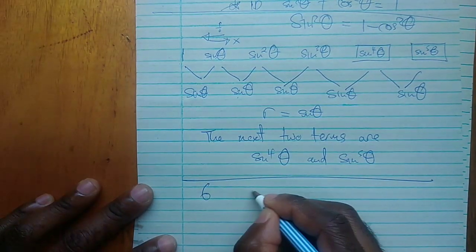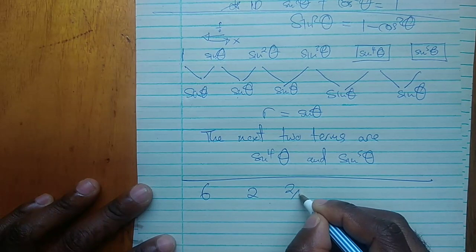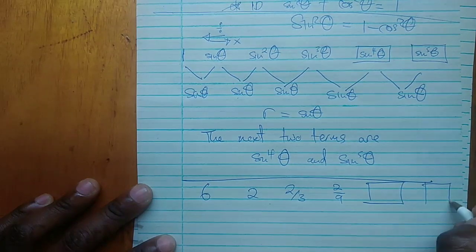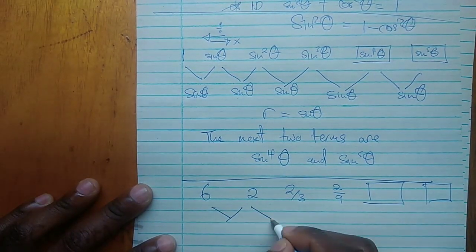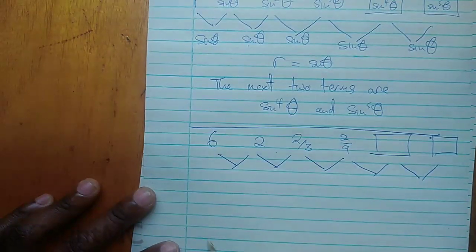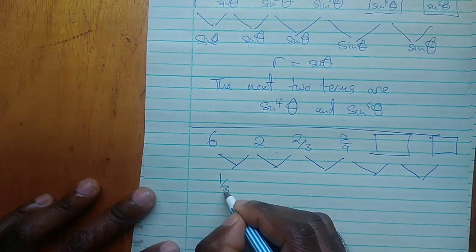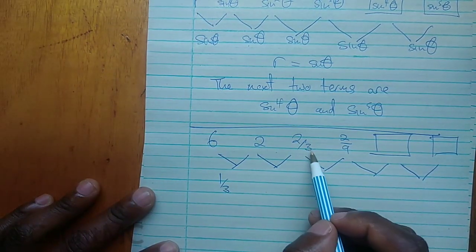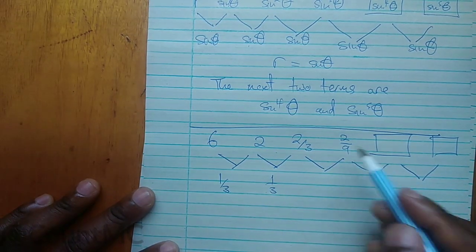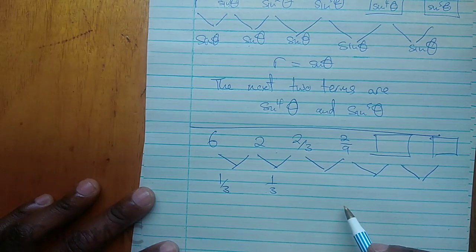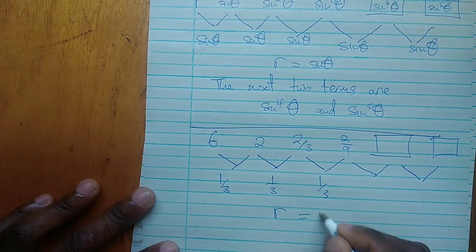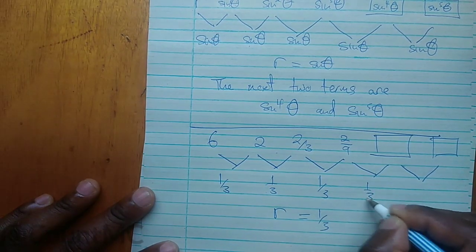So this is the given geometric pattern, and you're supposed to find the next two terms. So this is the first step always. Now let's see. 2 divided by 6, you get a third. 2/3 divided by 2, you also get a third. 2/9 divided by 2/3, you get a third as well. So your r is a third, so it should be a third throughout.